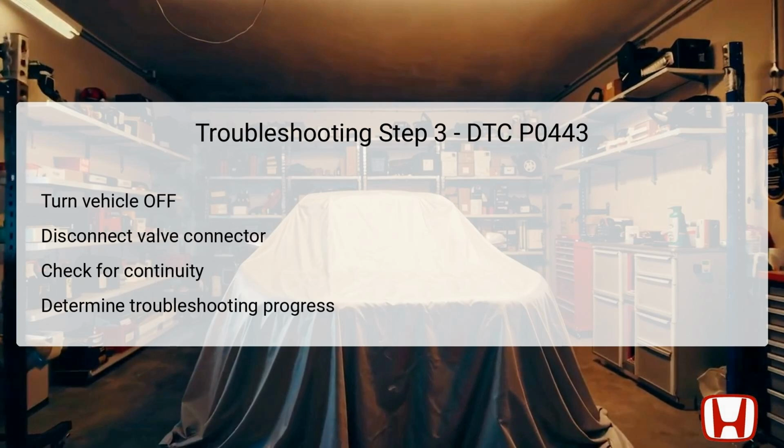Test point 1, located on the female terminal number 1 of the connector, should have a continuity path to body ground at test point 2. If continuity exists, this confirms that part of the circuit is functioning, allowing you to progress to step 4 of troubleshooting. If continuity is absent, it indicates that the purge valve requires replacement due to internal failure.